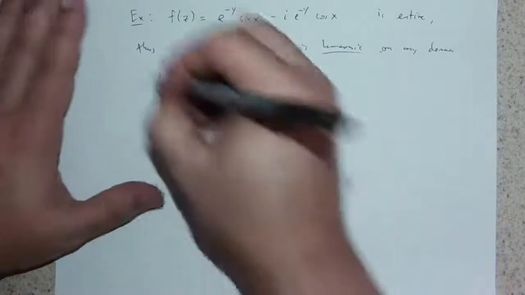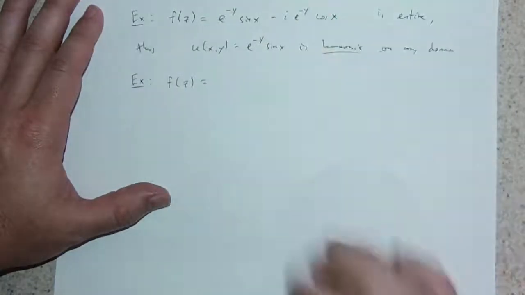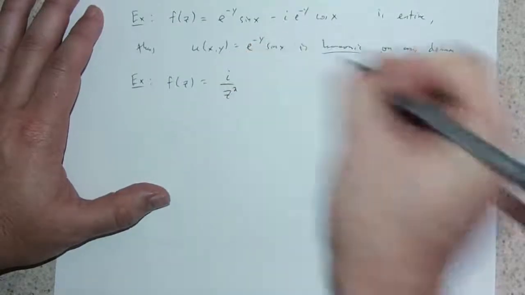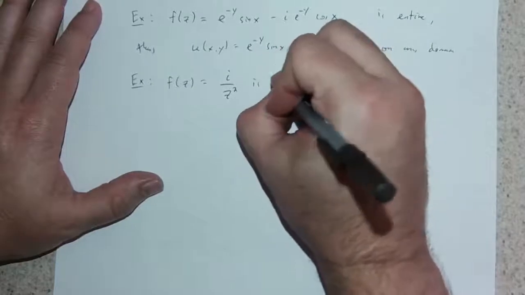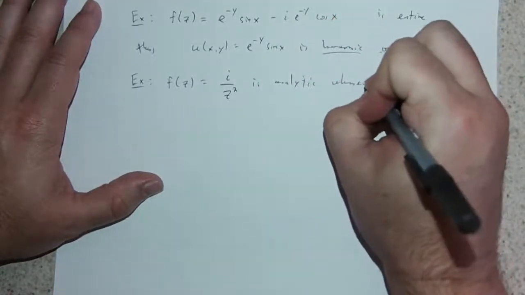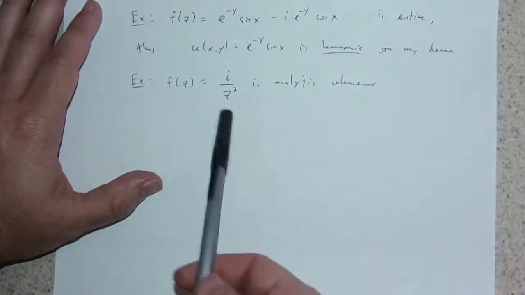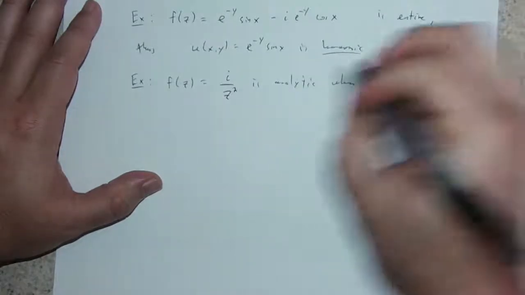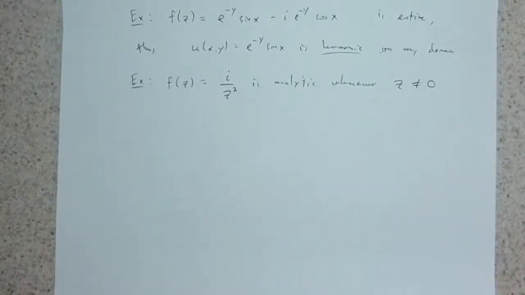Okay. Another example. So f of z is i over z squared. This is analytic whenever... I mean, i is just a complex constant, so the only potential problem here, just using differentiation formulas, is when z is equal to 0. So whenever z is not equal to 0, this thing's analytic and it has derivatives everywhere else.